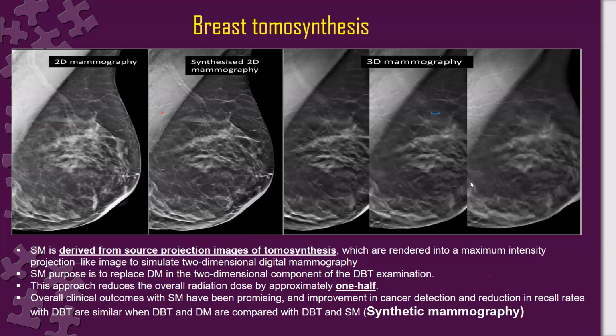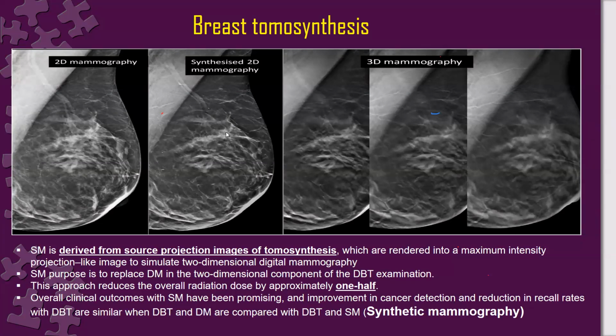Okay, these images here are slices of 3D mammography, or tomosynthesis. Again, these images can be reprocessed into a 2D, what is called a synthesized 2D mammography. Look at it, it looks like the maximum intensity projections, and it represents the acquired 2D mammography.